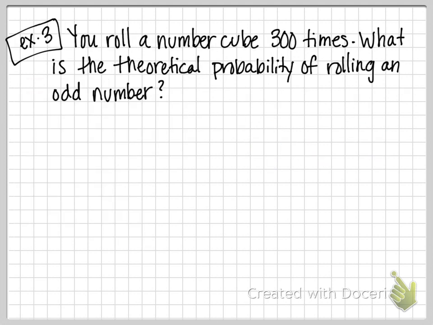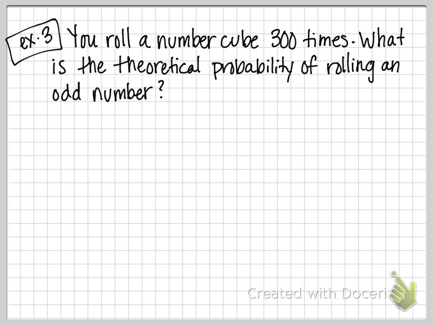Example 3. All right, you roll a number cube 300 times. So again, number cube just means a 6-sided dice. What is the theoretical probability of rolling an odd number?